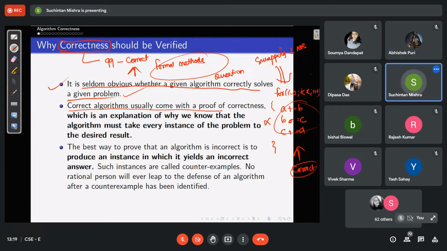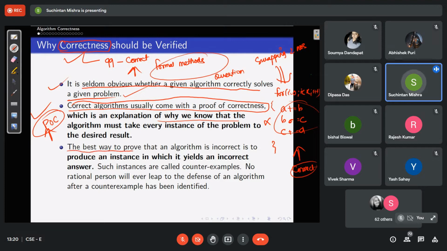Correct algorithms usually come with a proof of correctness, which is the explanation. A POC is always given. Whenever you write algorithms, whether research-based or software-based, a proof of concept or proof of correctness is given. If you are asked to submit the proof of correctness, how will you do it without understanding how correctness can be found out?